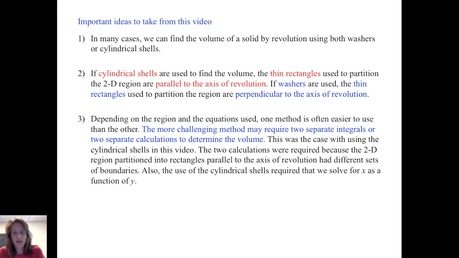Depending on the region and the equations used, one method is often easier to use than the other. The more challenging method, shells or washers, may require two separate integrals or two separate calculations to determine the volume. This was the case with using the cylindrical shells in this video. The two calculations were required because the two-dimensional region partitioned into rectangles parallel to the axis of revolution had different sets of boundaries. Also, in this example, the use of cylindrical shells required that we solve for x as a function of y.